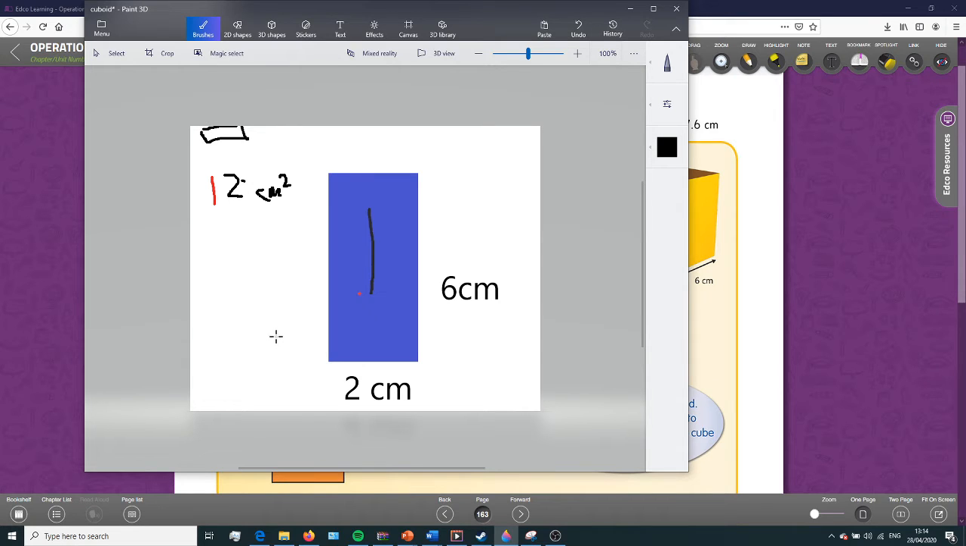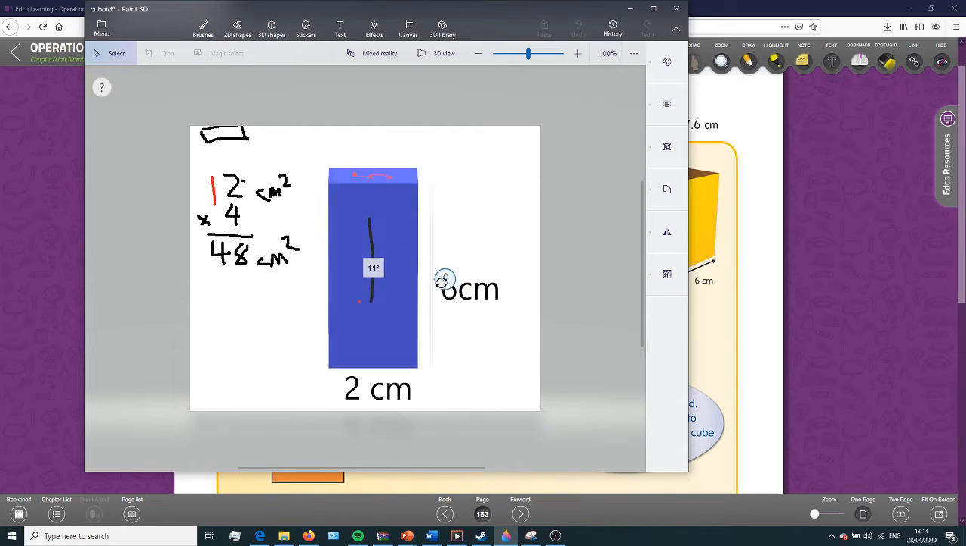Well, boys and girls, how many rectangles are there on a cuboid? Well, there's 4. Okay, so 4 times 12 is 48 centimeters squared. Okay, so some of you might be thinking, well done, Mr. Fitzpatrick, you're done, you did a great job. But you'd be wrong, you'd be forgetting one thing, that a cuboid is not just made up of 4 rectangles, it's also made up of 2 squares.